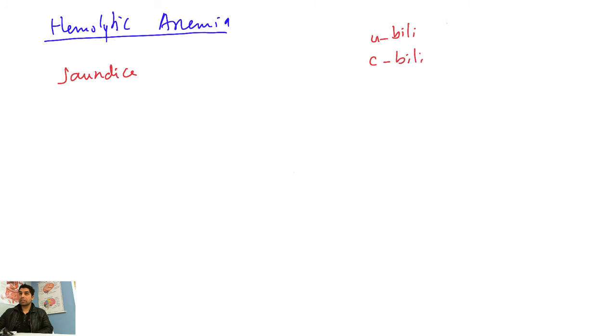Unconjugated is very toxic. It's insoluble. Conjugated is still mildly toxic, but it's water soluble, so you can pee it out or get rid of it in stool. Bilirubin gives stool its brown color. When you have too much bilirubin that's not being conjugated, some of it goes into urine, so it makes urine dark, and stool will stay light colored. Light stool.